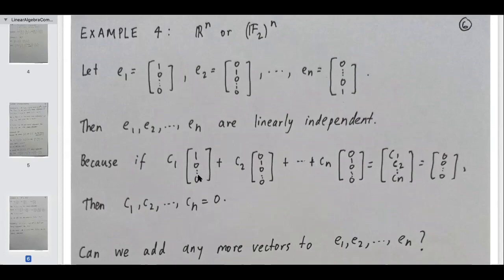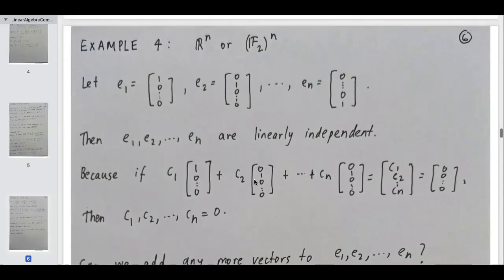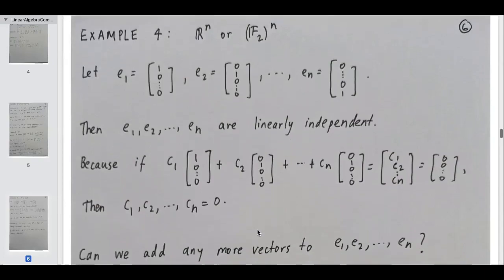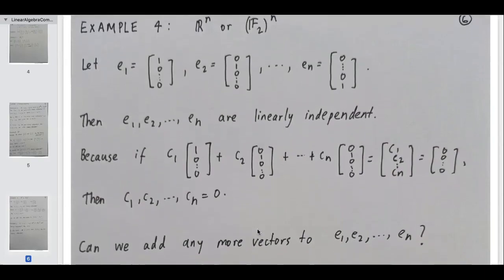And why are they linearly independent? Because if you have some linear combination which is 0, C1 times E1 plus C2 times E2 plus ... plus Cn times En, which is 0, the sum is just C1, C2, ..., Cn, and if that's 0, each of the Ci's has to be 0, as I've written. And now again, we can ask the question: can we add some vector to this set E1, E2, ..., En and still maintain the property that they are linearly independent?